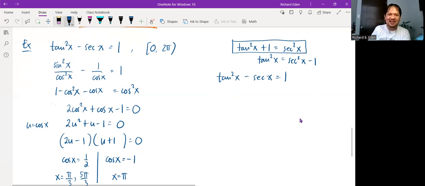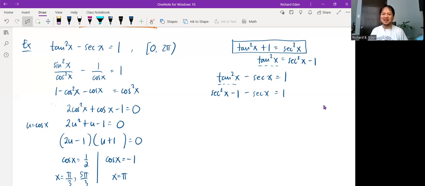Tangent squared x. Okay. This, because you're disturbing me. Don't copy. Minus secant of x equals 1. Furthermore, okay. Secant squared x.